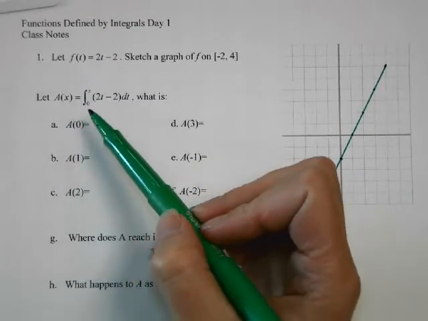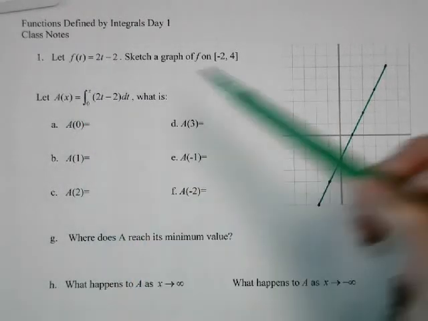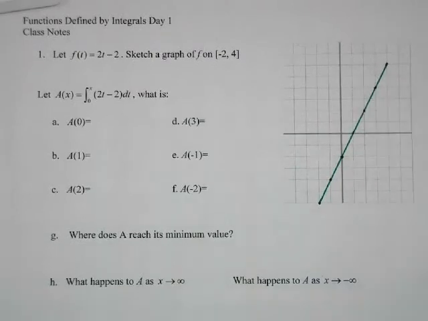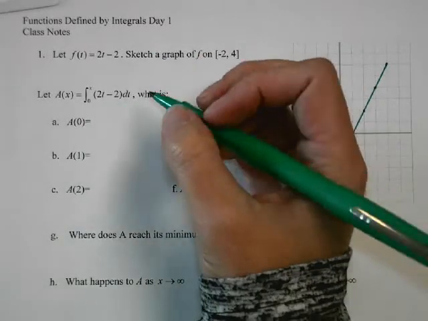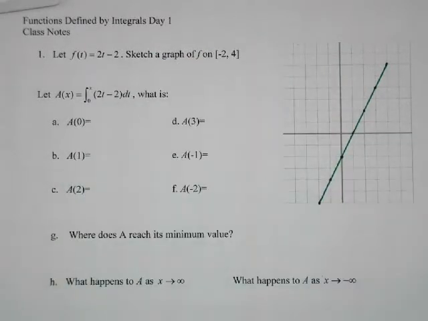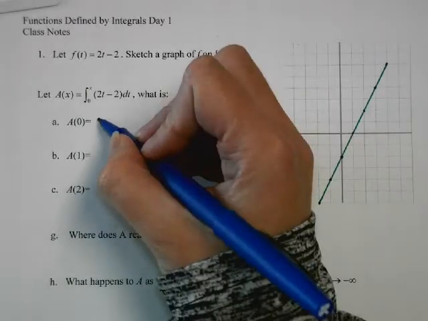A of x is equal to the integral from 0 to x of this function. So we're looking at these different integrals. So A of 0 is going to be the integral from 0 to 0, which no matter what is always going to be 0.